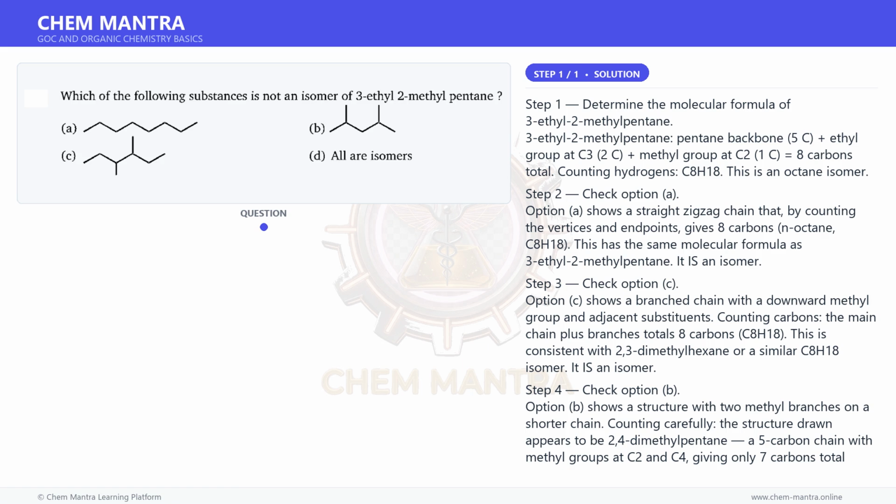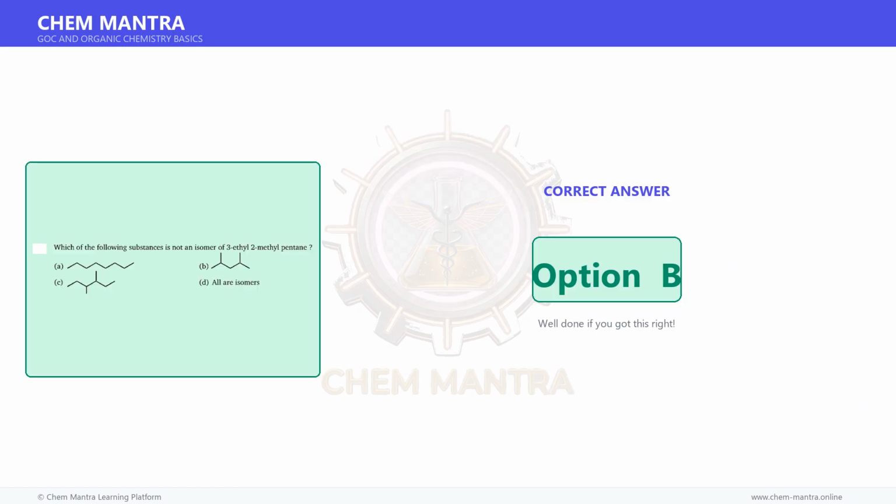Therefore, option B is not an isomer of 3-ethyl-2-methylpentane. Step 5. Conclusion. Because option B has a different molecular formula, C7H16 versus C8H18, it cannot be an isomer of 3-ethyl-2-methylpentane. Therefore, the correct answer is option B.